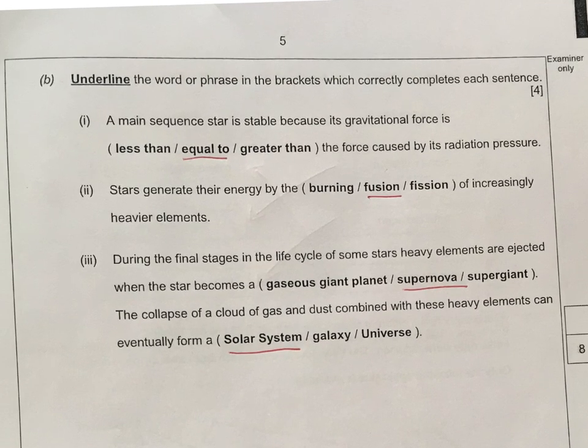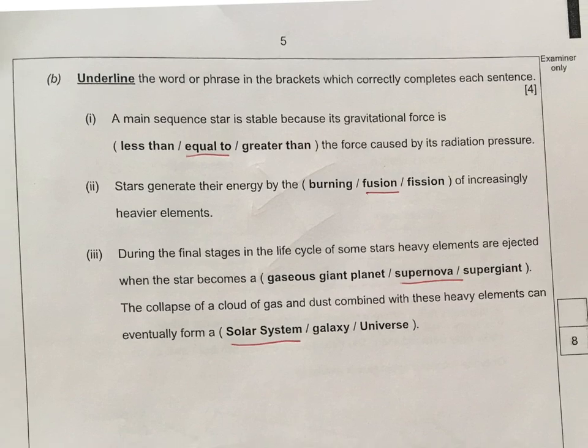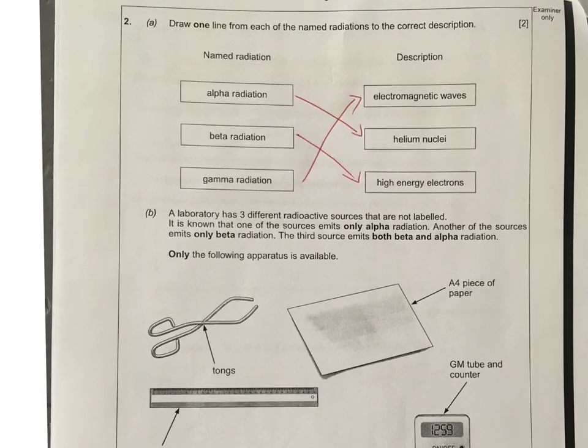Then underline, and make sure you underline and don't circle. The main sequence star is stable because its gravitational is equal to radiation pressure or gas pressure. It's fusion. For the second one, they generate their energy. And then during the final stages, you've got supernova. And then solar system is the answer to this one there. So fairly simple questions to start the paper off.